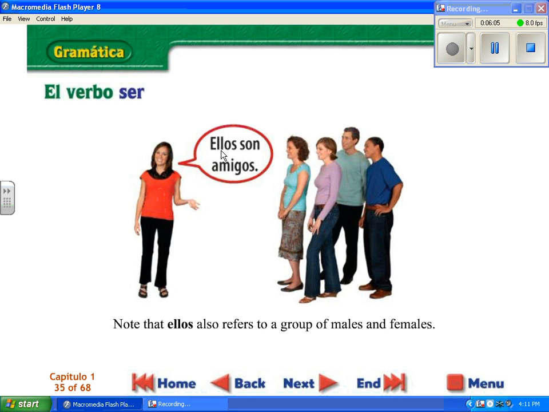Please repeat after me. Ellos son amigos. As you can tell, this is a mixed group of males and females. So we're using the masculine plural form in the pronoun and also in the noun.